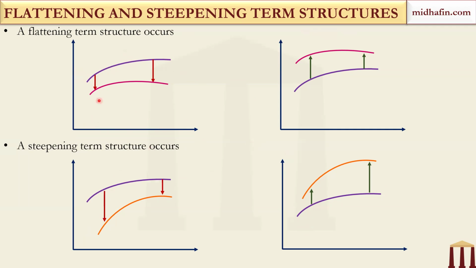Okay, a downward sloping term structure will look something like this. Let me show you. Here short-term rates are higher, long-term rates are lower. And as we move ahead in time, I end up earning lower and lower interest.